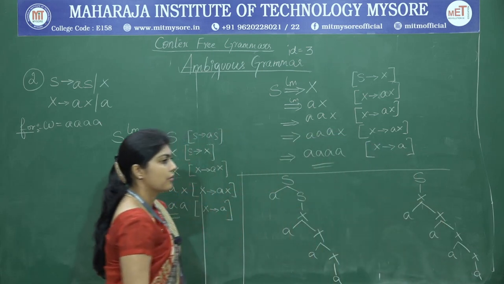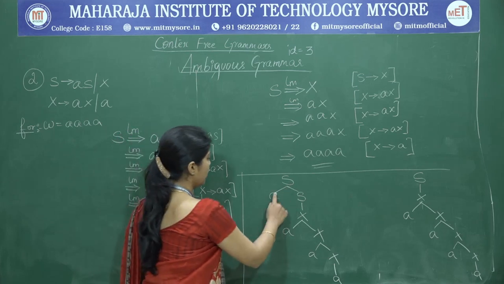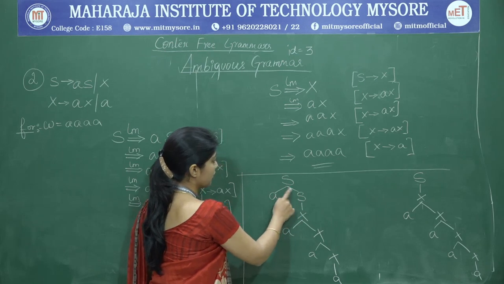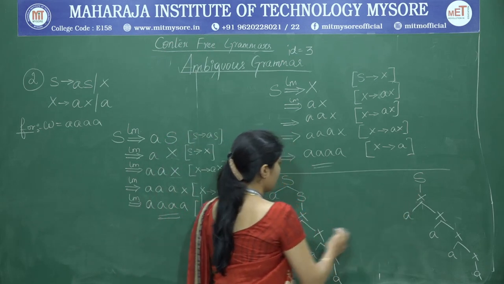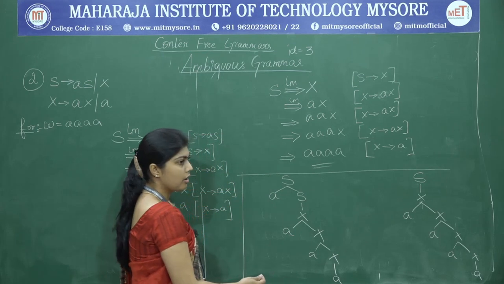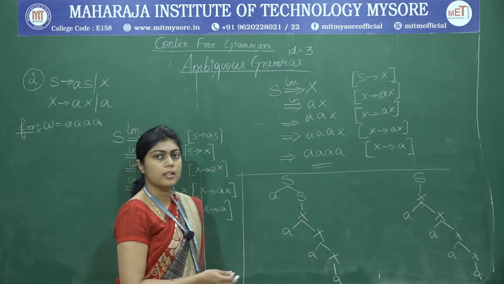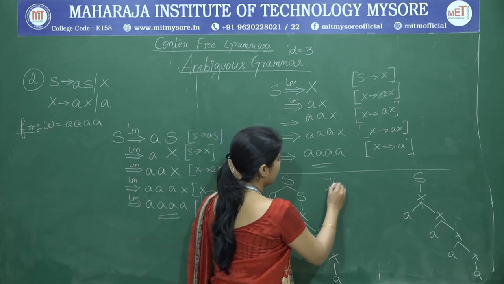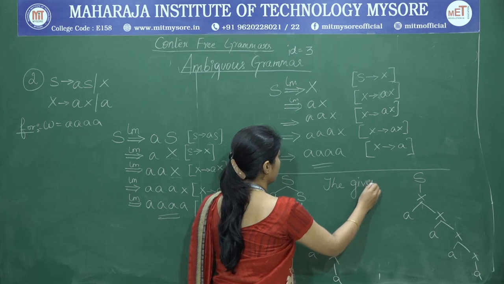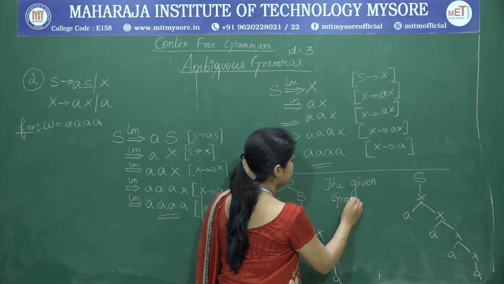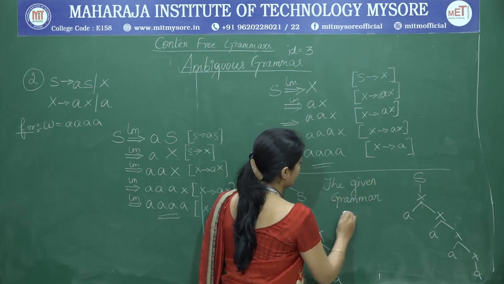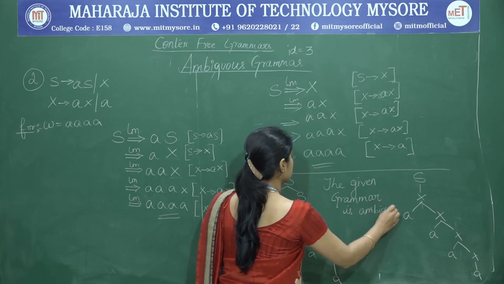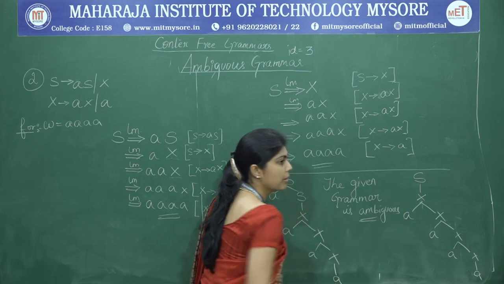If you look at the structure of the trees, starting from S, which is the start symbol, there are two branches in the first tree, whereas it is just one branch in the second. So, the structure of the tree itself is different. We draw the conclusion here: the given grammar is ambiguous.